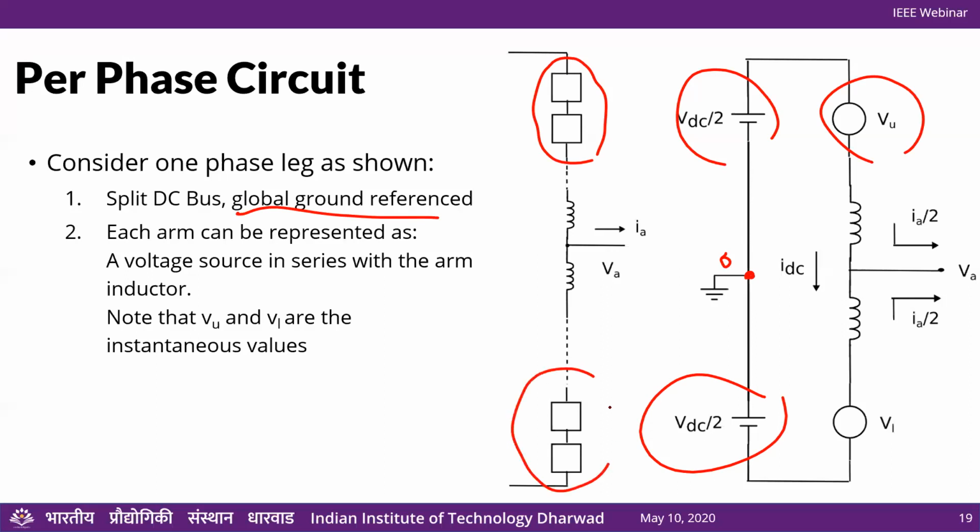And similarly, for the lower arm, we bulk up all of the individual module voltages, and we call that the lower arm voltage VL. Now, because this is a single phase representation, I just called it VU and VL for simplicity. But when we talk about 3 phase, it will be VUA and VLA and so on. Next thing to look at is that the current that is flowing out to the load is flowing out on this terminal, which we call the phase terminal.